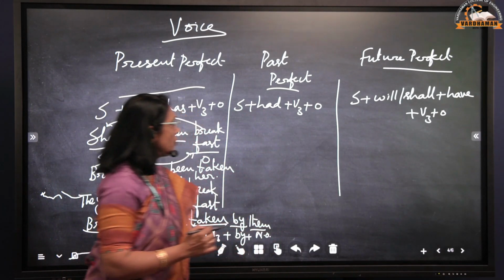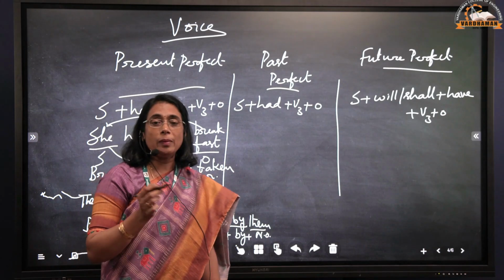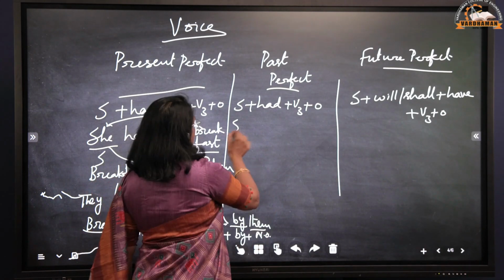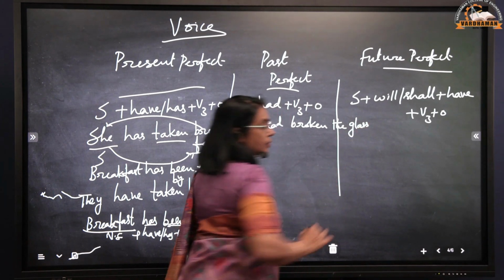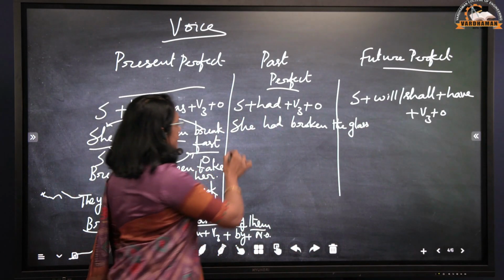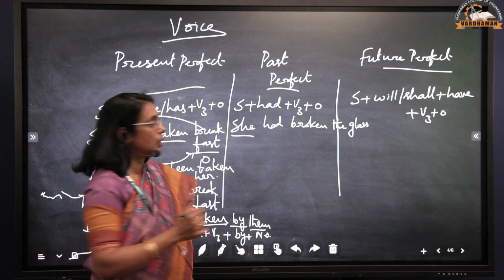Then this is the structure for active sentence. Subject is followed by helping verb had plus V3 plus object. She had broken the glass. We have a perfect subject and also we have an object.